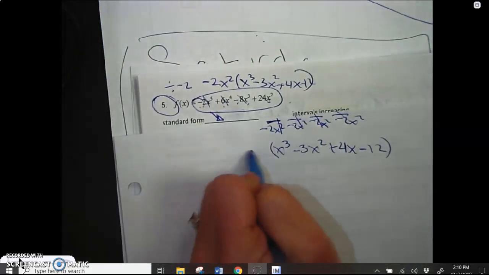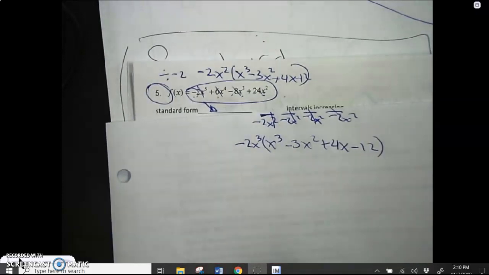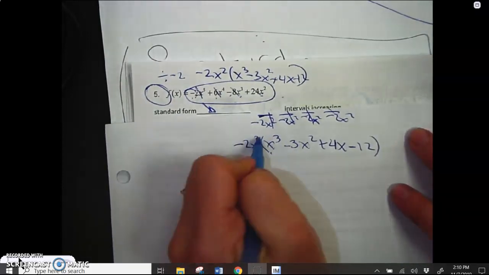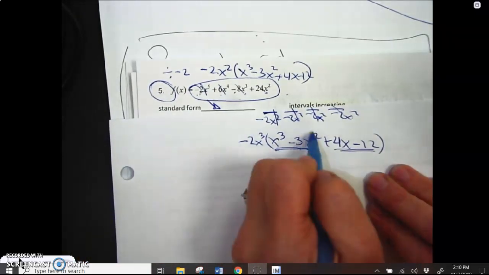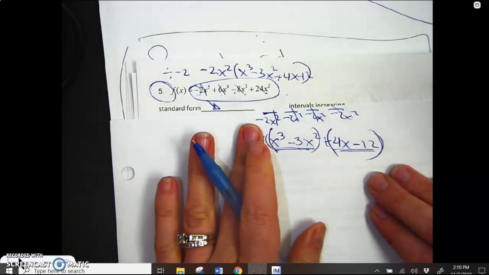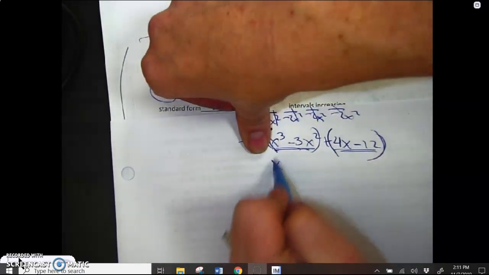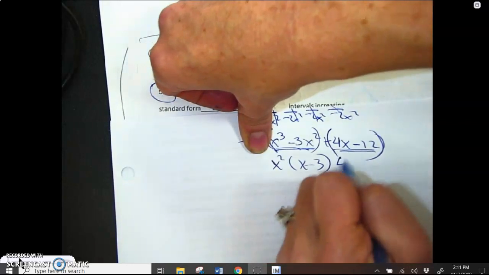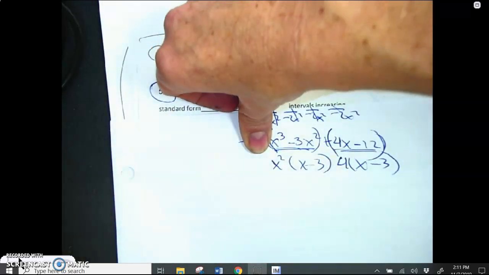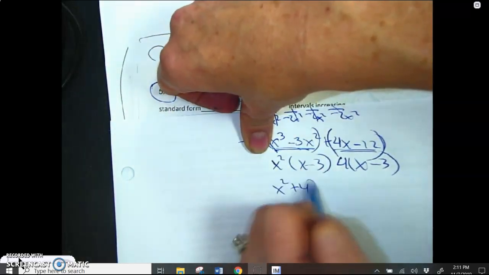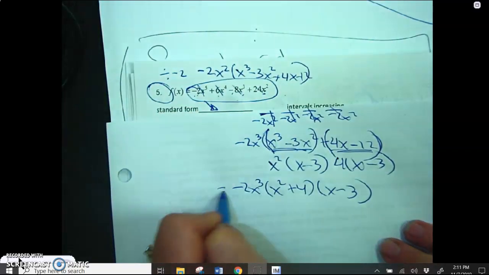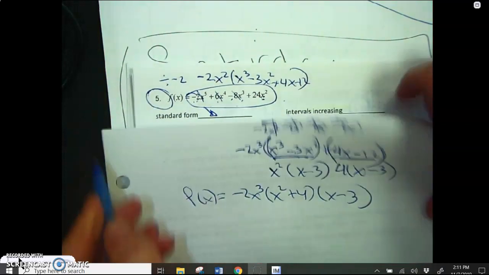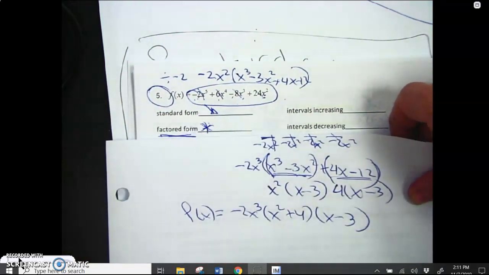And it's a little bit messy, so let me make it here. Now, if it has to be in factored form, it is not completely factored. If I cover that up, this is factored by grouping. 2 of those, 2 of those. Pretend that's not even there. X squared, x minus 3, 4x minus 3. Now it's x squared plus 4, x minus 3. Now, negative 2x cubed. That is the answer in factored form.